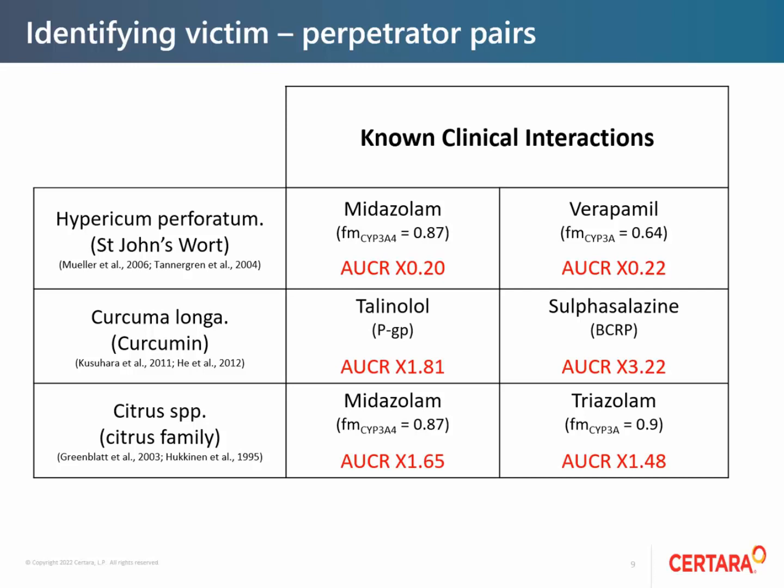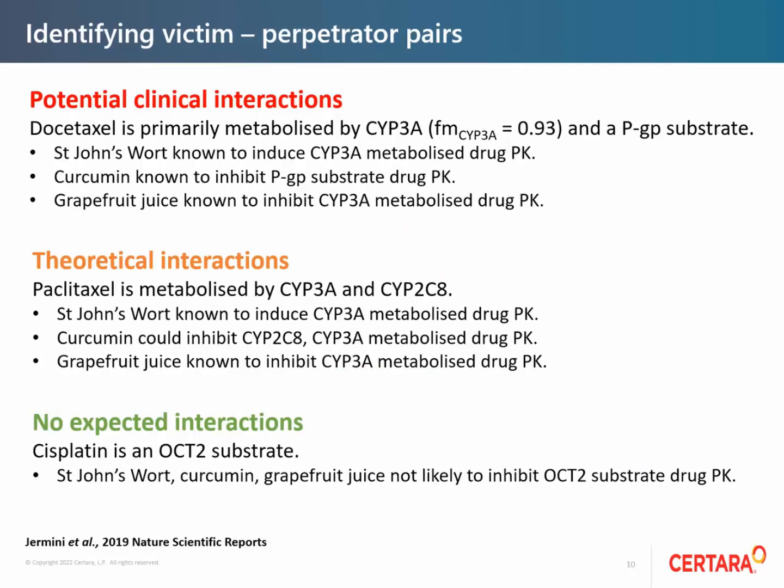And similarly with grapefruit, which is under the citrus family, we can start to see commonalities in the victim drugs being affected being CYP3A metabolizing drugs. So based on these known clinical interaction pairs, we can also start to identify potential victim-perpetrator pairs. And I've narrowed them down to 3 different types of victim-perpetrator pairs, starting with the potential clinical interactions, which I'm sure is of most interest for most people.